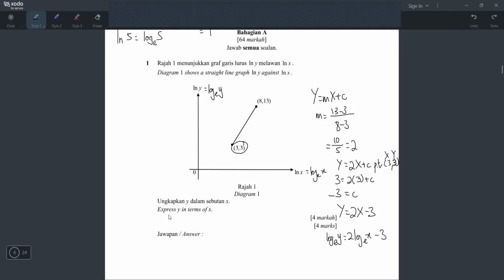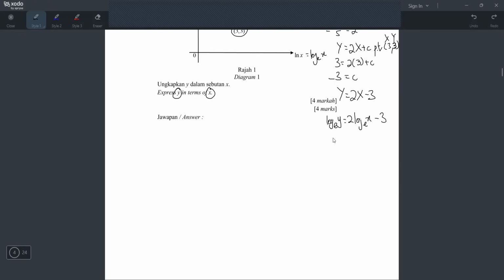Right? So the question asks us to express small y in terms of small x. That is why you cannot stop your answer here. This is big Y, big X. So my job is to make the y single, make the small y single. What does it mean by make the small y single? It means I only want y on this side. Okay, the y have to be single, nothing else, right?